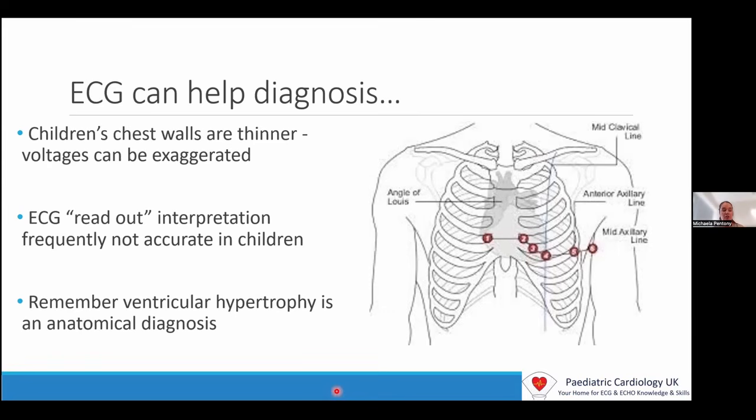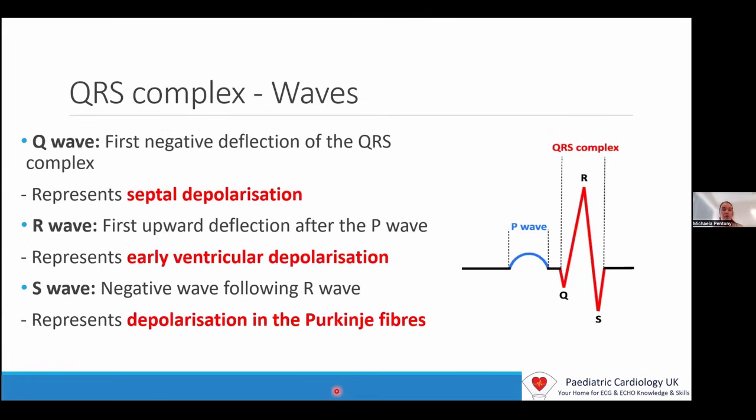We do have to look at echocardiography to help us if there's any concern for ventricular hypertrophy. So I'd love to talk to you a little bit about the QRS complex. As we know, the QRS complex represents the electrical activity associated with ventricular depolarization in the heart. The Q wave is the first negative deflection.